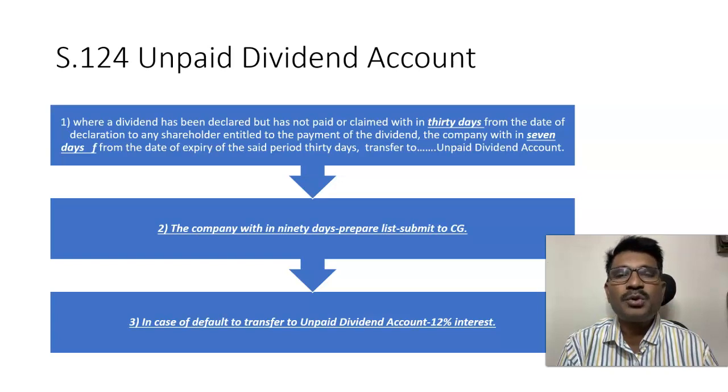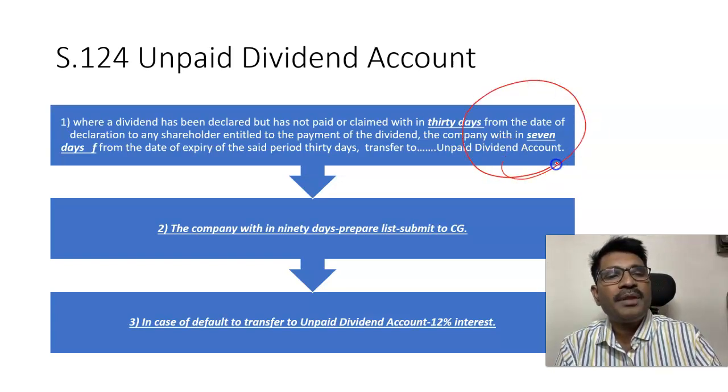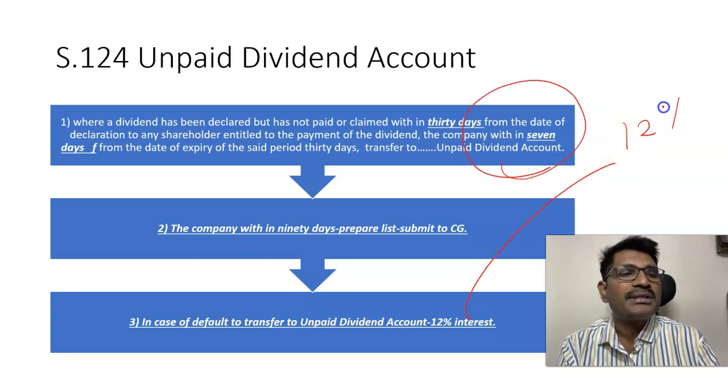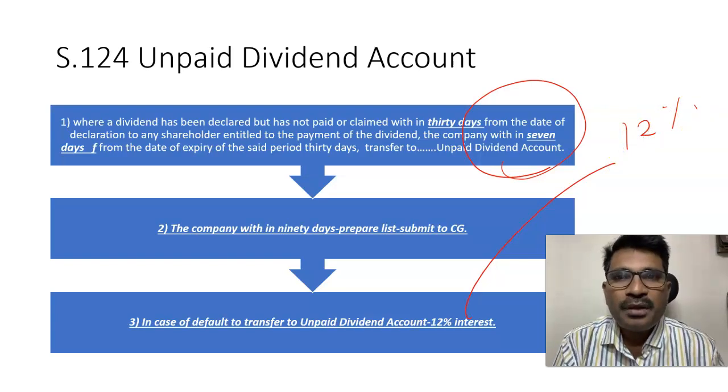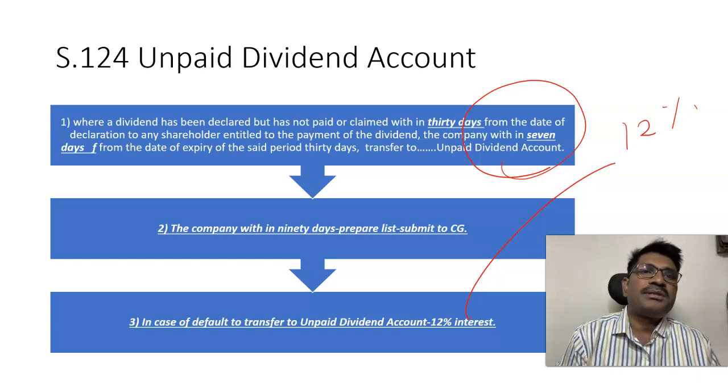So the money will be transferred to an account called the unpaid dividend account, right? That's called the unpaid dividend account. After that, within 90 days the company prepares a list and submits it to the central government if nobody is claiming or the company is not paying. In case of default in transferring to the unpaid dividend account within this particular point of time, the company has to pay 12% interest. So the company has to pay the dividend at any point of time. So kindly remember these particular principles.